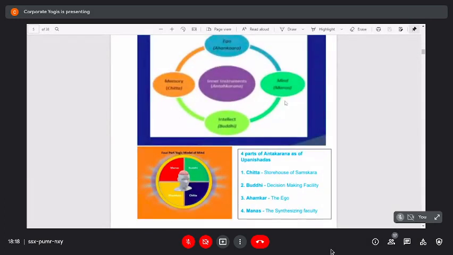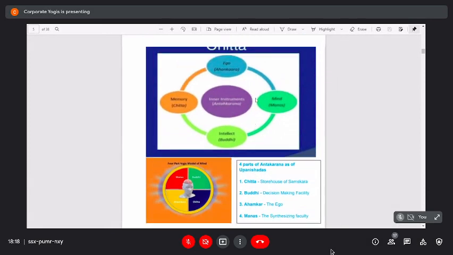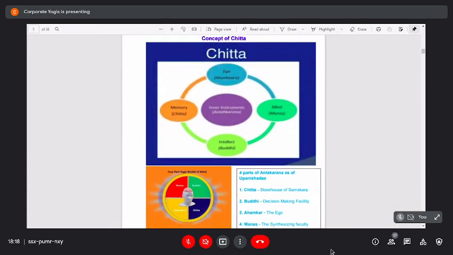So I will now spend some time on this. This is a very important topic. Last time also we spent time on it. So what is chitta? Chitta is the overall concept used in many Sanatan texts, either in Patanjali Yoga Sutra or the Upanishads. So, a lot of texts.